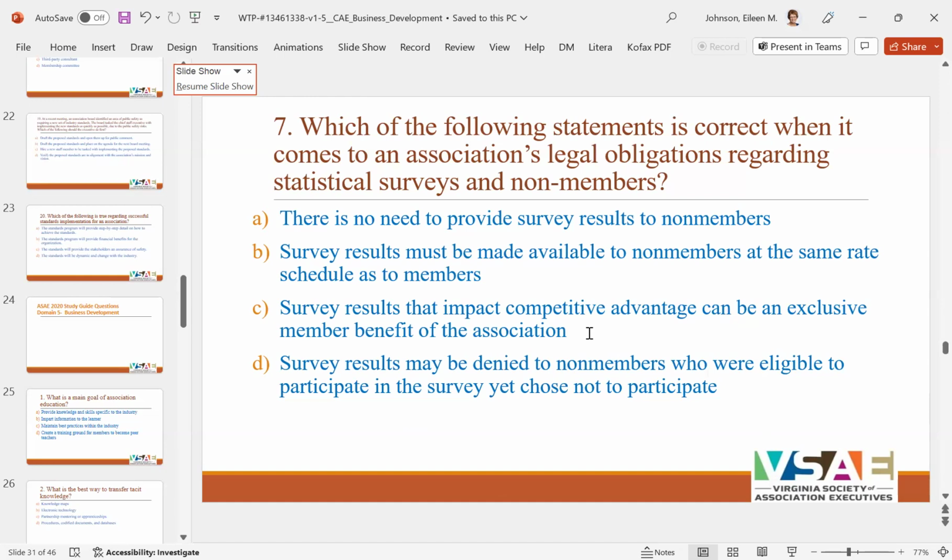Survey results must be made available to non-members at the same rate. Again, that doesn't feel right to me because one of the whole benefits of membership is member rates. And then there is no need to provide survey results to non-members. Again, that doesn't immediately ring true to me just because it's a statistical survey, not one that seems to be giving away necessarily any trade secrets or whatever. So, I'm kind of left with C.